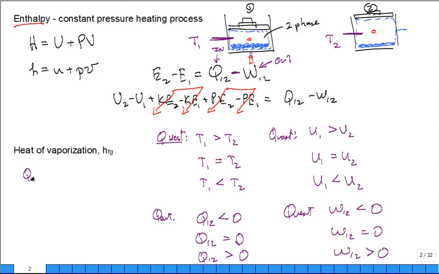Here's another question. Is the pressure at 1 less than the pressure at 2? Is the pressure at 1 equal to the pressure at 2, or is the pressure at 1 greater than the pressure at 2? I think that's enough questions. I will pause, walk around, and I want you to answer each one of these in your notes.